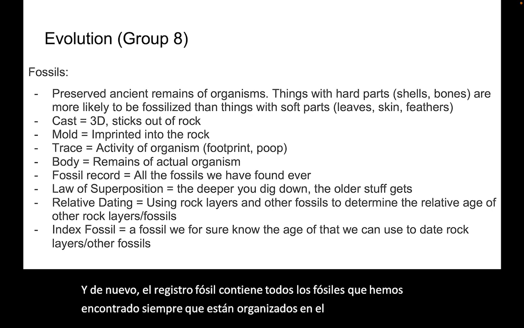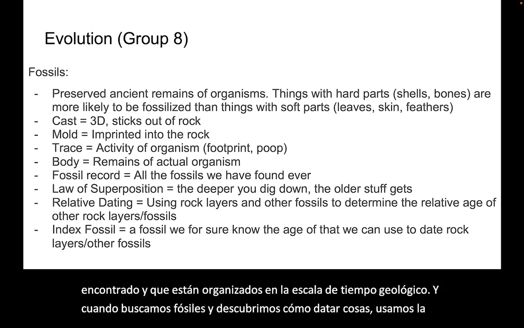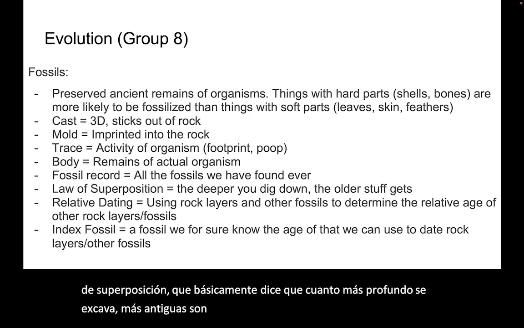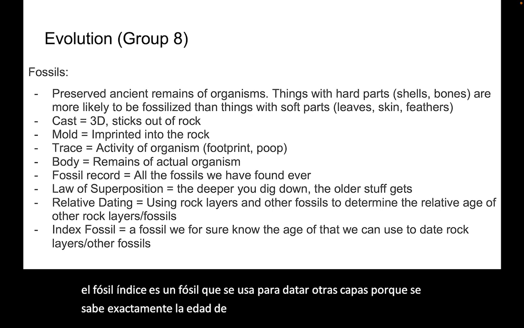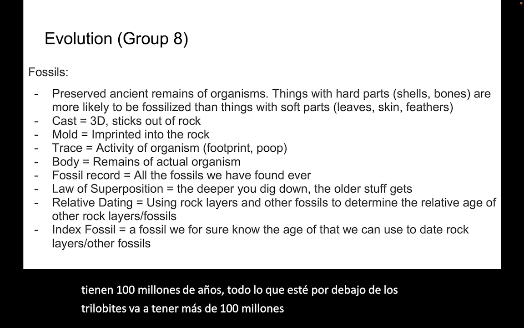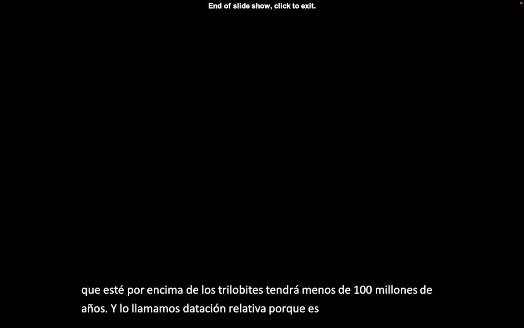And when searching for fossils and figuring out how to date stuff, we use the law of superposition, which basically says that the deeper you dig down, the older stuff gets. And we use relative dating and index fossils. An index fossil is a fossil that you use to date other layers because you know exactly how old that fossil is. So for example, if trilobites are 100 million years old, anything below trilobites is going to be more than 100 million years old. Anything above trilobites will be younger than 100 million years old. And we call it relative dating because it's relative and not exact. And I hope that helps.